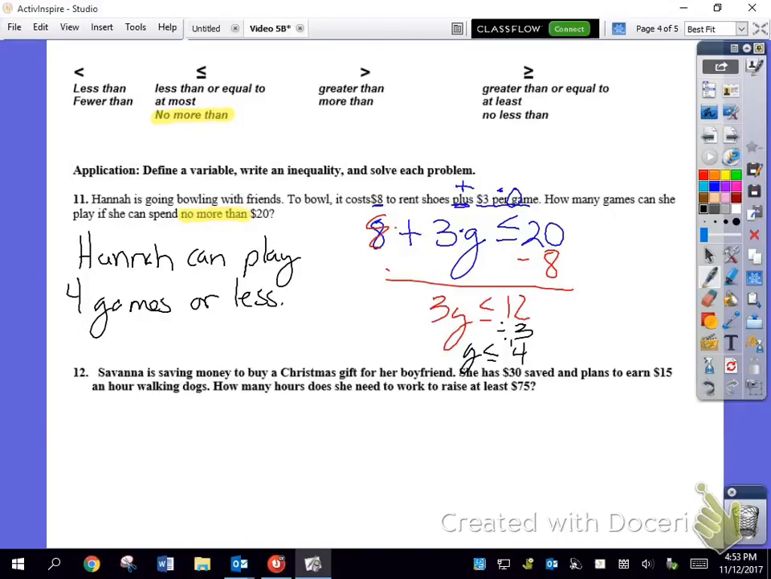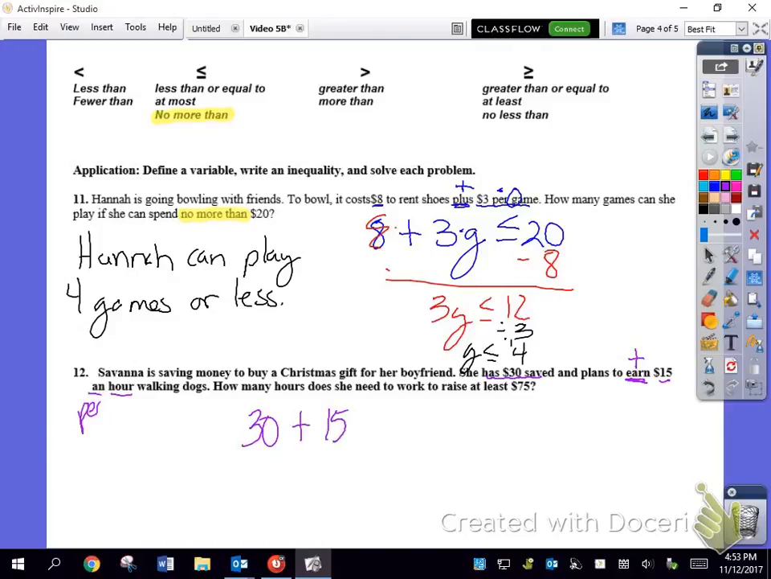Savannah is saving money to buy a Christmas gift for a boyfriend. She has 30 saved, so that means she starts out with 30. That's her initial amount. That's her y-intercept. And she plans to earn, which is when you add money, 15 an hour. That's the same thing as saying 15 each hour, or 15 per hour.